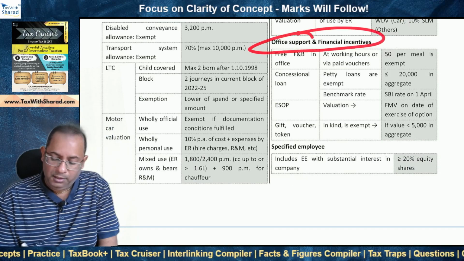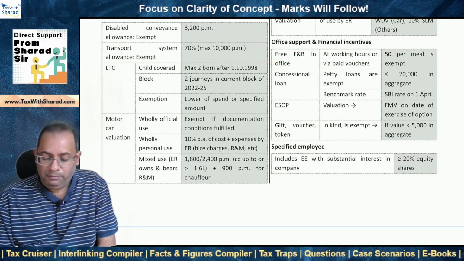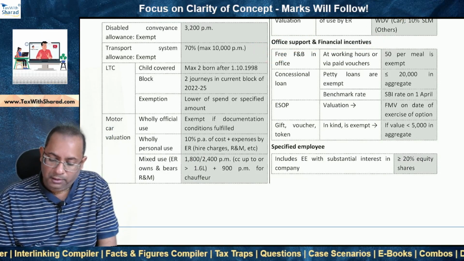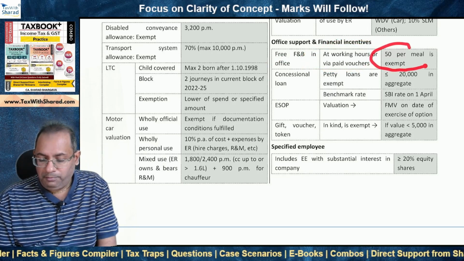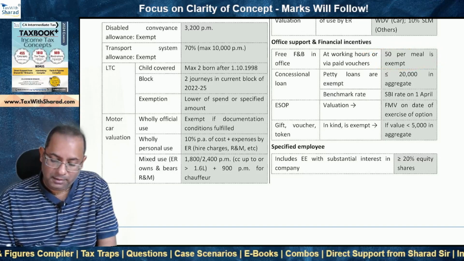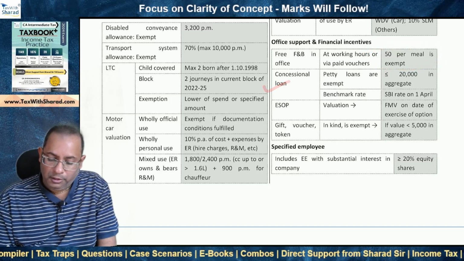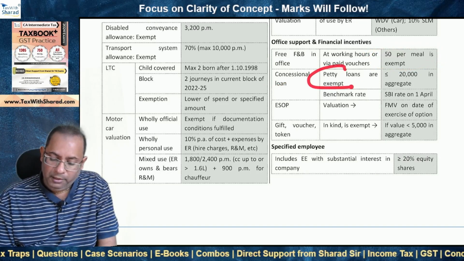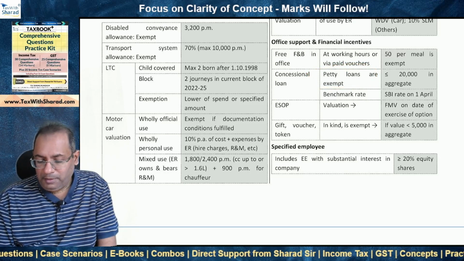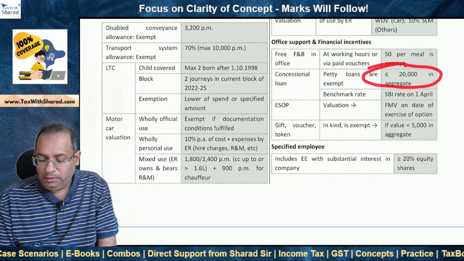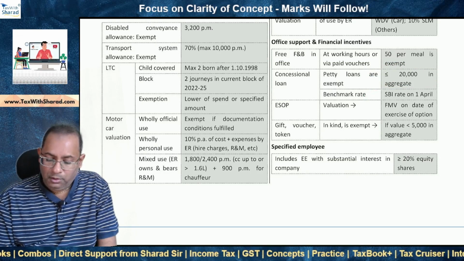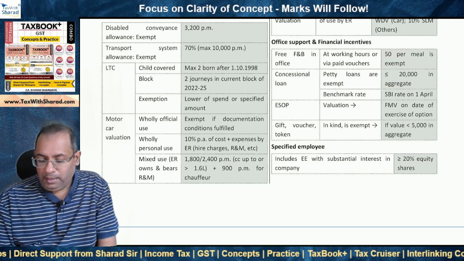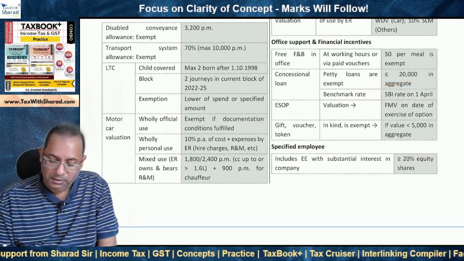Office support and financial incentives. Where free food and beverages are provided in the office at working hours or via paid vouchers, exemption is to the extent of 50 per meal. The balance is taxable. If concession loan is provided, then petty loans are exempt. That means up to 20,000 in the aggregate in the financial year. And for computing the perquisite value, we adopt a benchmark rate, and that is the SBI rate as on 1st April of the previous year.